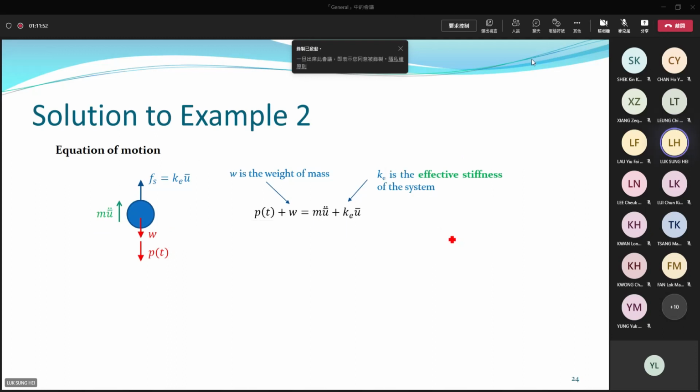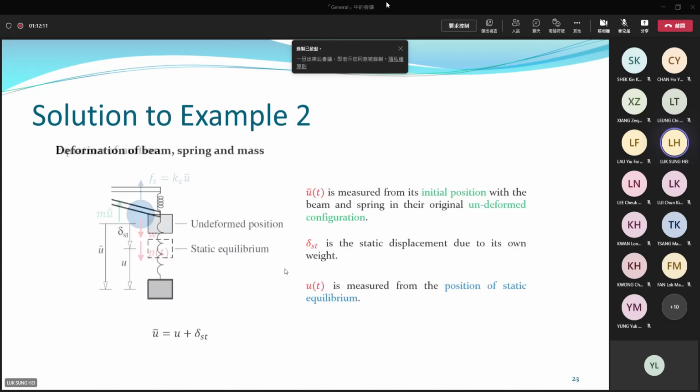Okay, continue our formulation, not yet finished. Here we use U bar to define all the parameters, but we can simplify the problem a little bit. According to the previous page, U bar equals U plus delta ST. From this picture, just add up these two numbers together, and it becomes U bar.